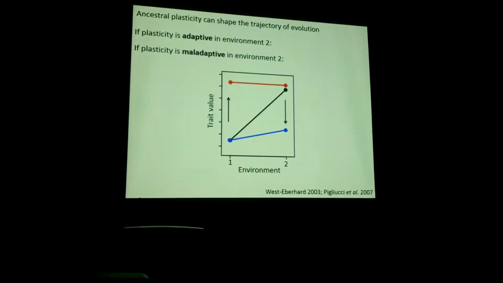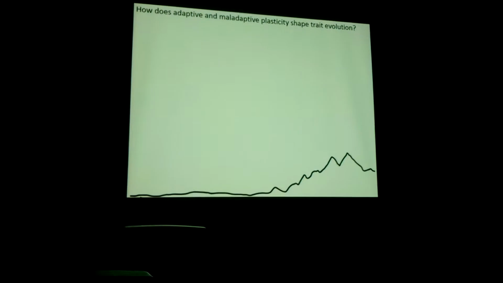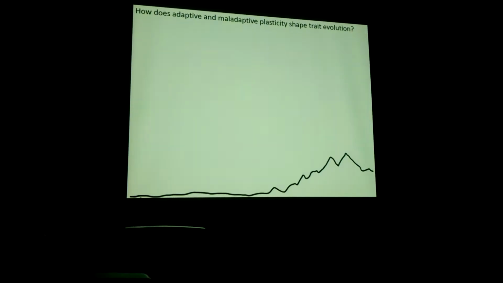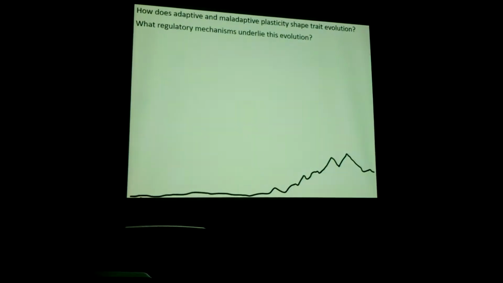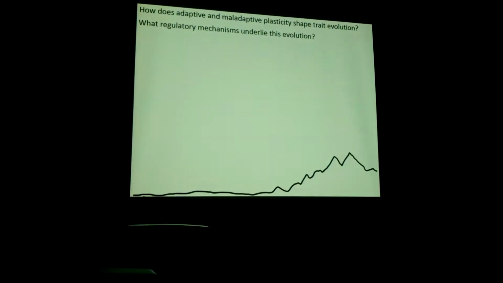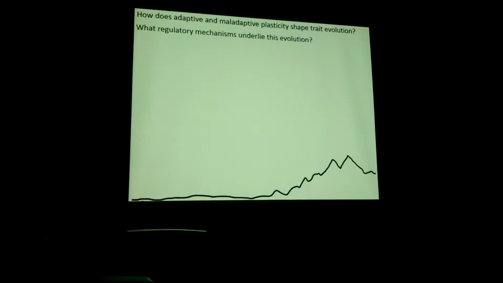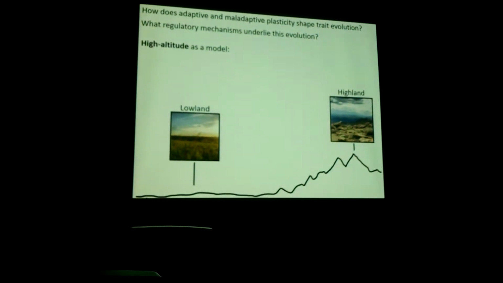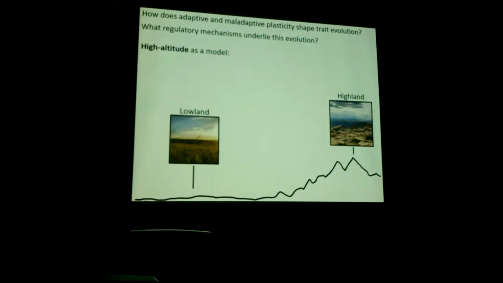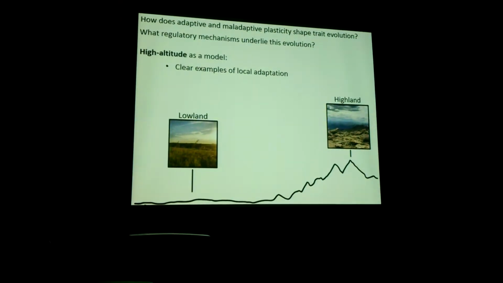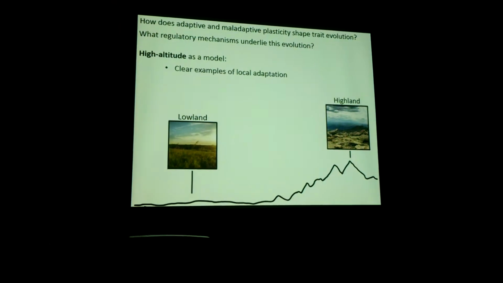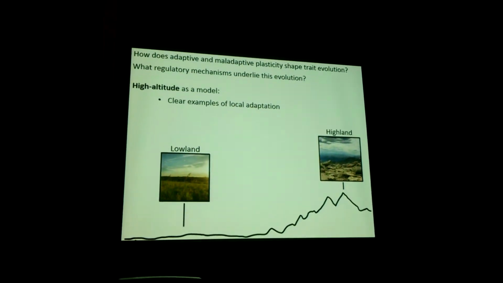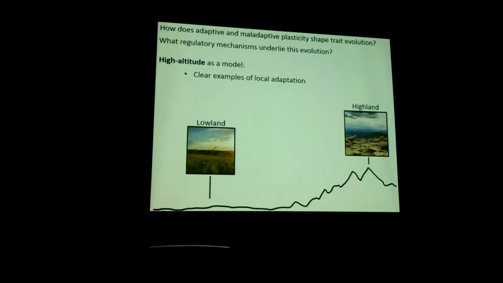in the derived environment. So with these predictions in mind, I think a fundamental question is, how do adaptive and maladaptive plasticity shape trait evolution? And then really, to get an understanding of that, we want to start to understand what genes and regulatory mechanisms underlie this evolution. And I'm going to argue that high altitude montane environments in North America are a really good model for two reasons. One, the hypoxia experienced there is extreme and it's unremitting. And these extreme environments have created some clear examples of local adaptation.